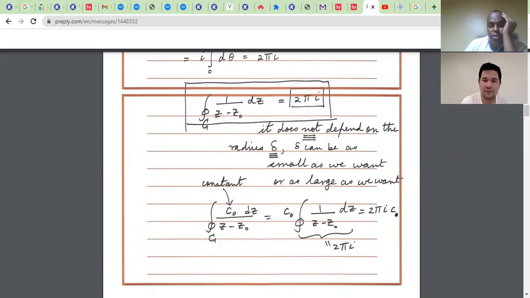And if you have any constant, which we are calling C naught, instead of 1, then that integral will be the same as C naught multiplied by the integral of 1 over z minus z naught dz. It's going to be 2πi multiplied by that constant C naught. It means that we can just take it out of the integral.